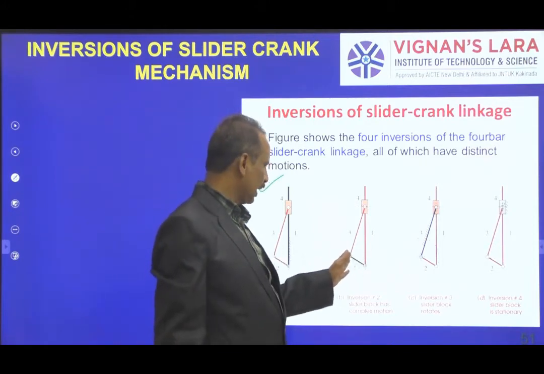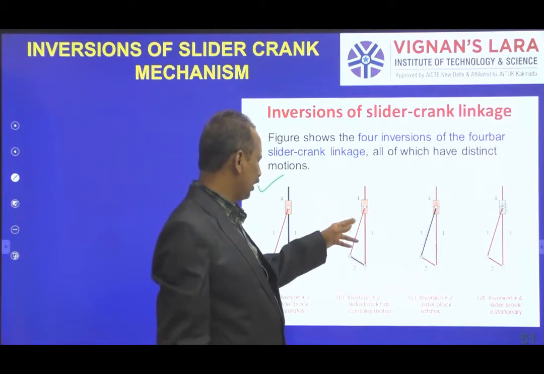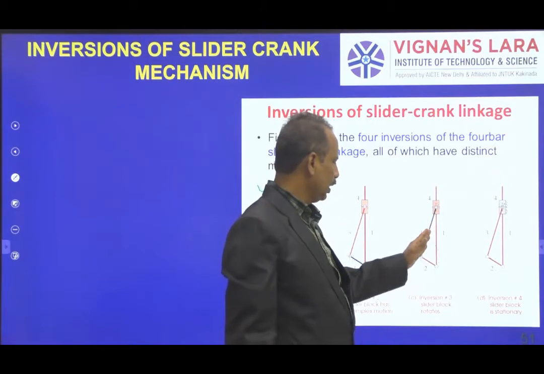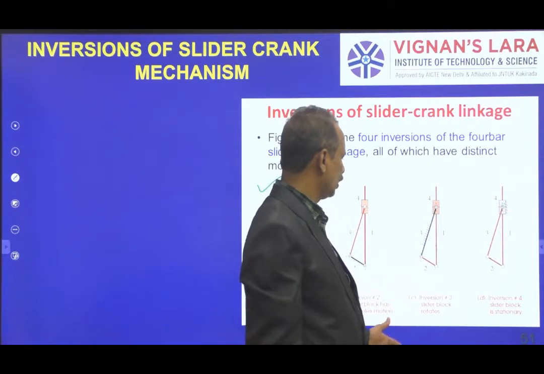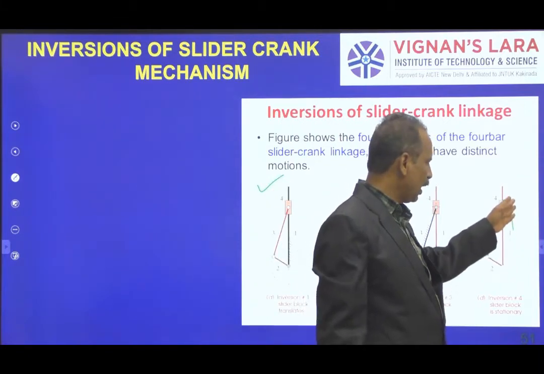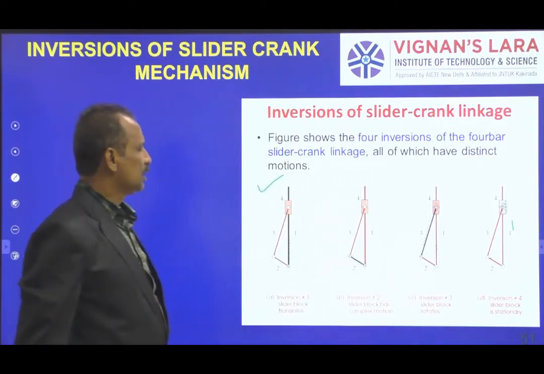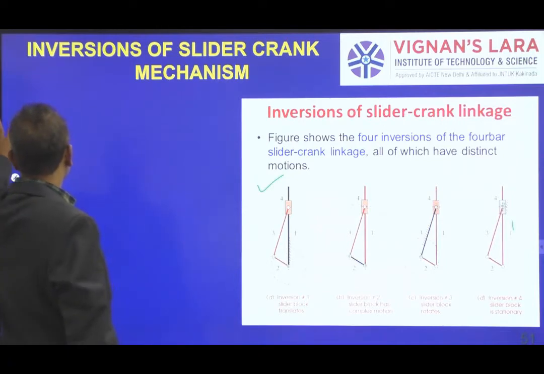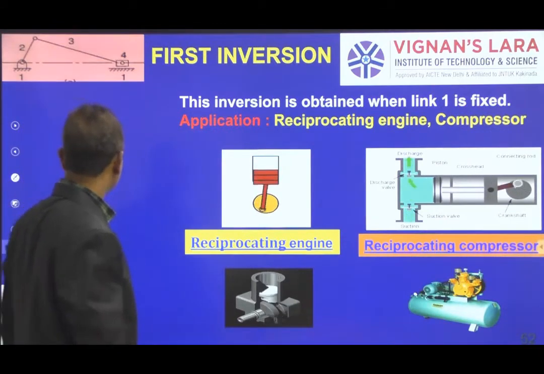Second inversion: the crank is fixed, then we give input at 3, and at that time the slider will have a complex motion. Third: link 3 is fixed, then the slider block will rotate. The fourth inversion is when the slider block itself is fixed, the last inversion. Okay, let us see the practical applications of those things which we have discussed.